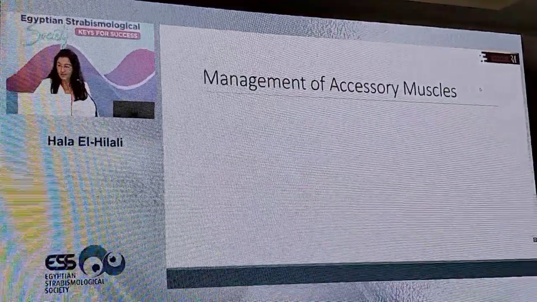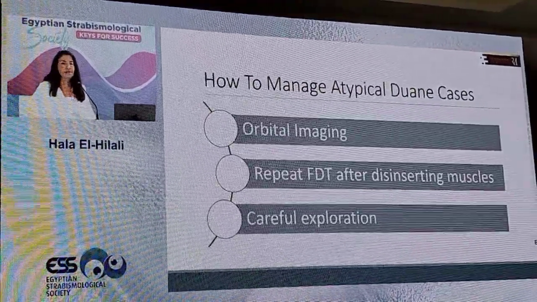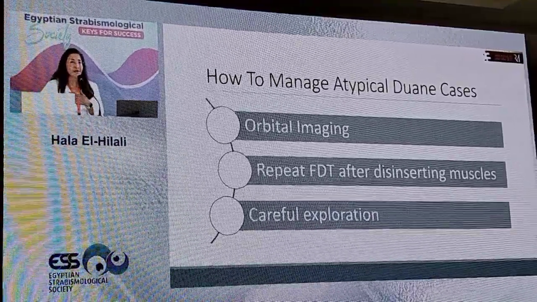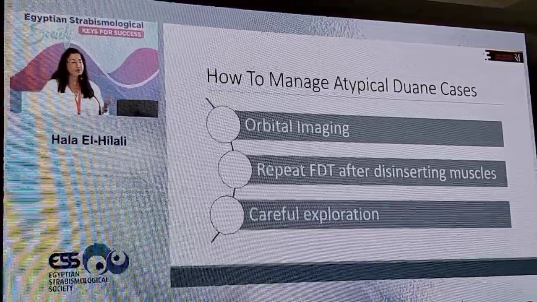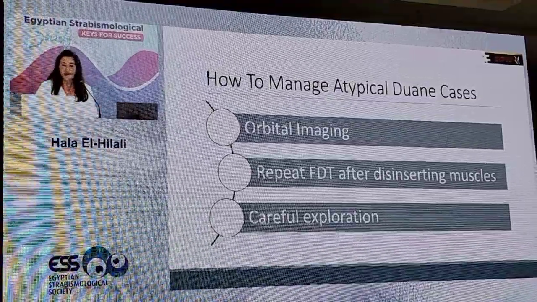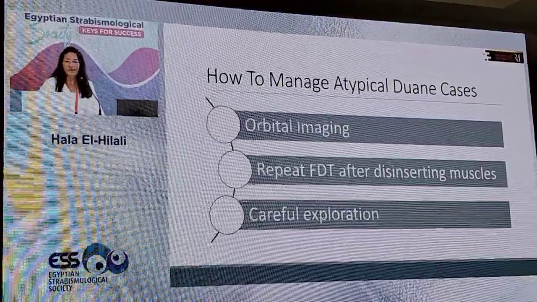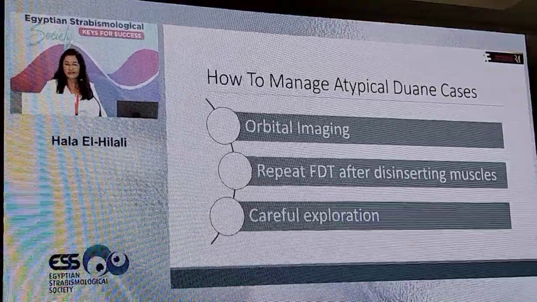So how to manage atypical Duane syndrome? Orbital imaging is very important. I didn't do it in my case. She was coming from out of town, had no medical insurance, and very limited money. But orbital MRI now, with high resolution MRI, can identify accessory muscles.